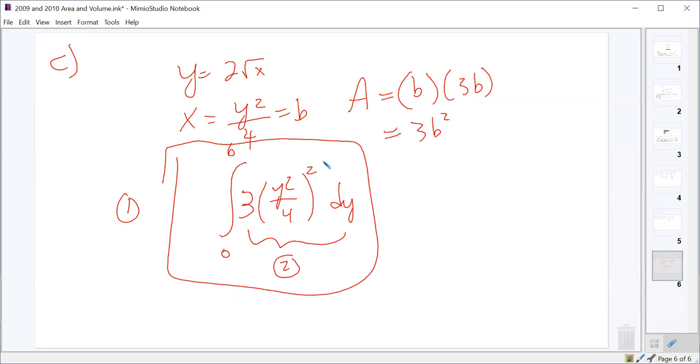Could you write it as y over 2 to the 4th power? Yeah, that's fine, if you wanted to. They wouldn't take points off or anything. I mean, there's no reason to, but it's fine if you want to. You could write it as 3y to the 4th over 16. That's fine too. As long as it's equivalent, it doesn't matter.